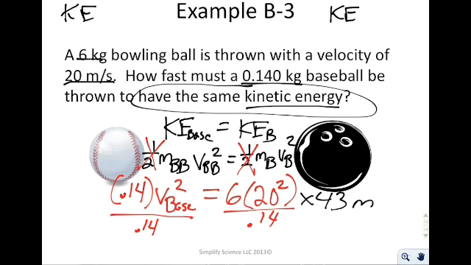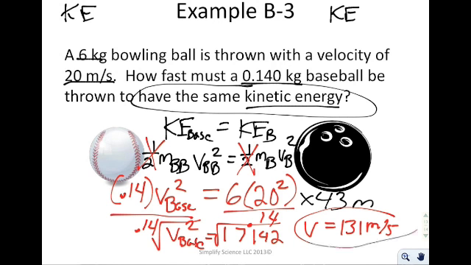So then you would go to your calculator and you say, okay, 6 times 20 squared divided by 0.14, and you get 17,142 equals the velocity of the baseball squared. Remember, you don't want the velocity squared, so you've got to take the square root of both sides. And when you take the square root of both sides, you end up getting a velocity of 131 meters per second.